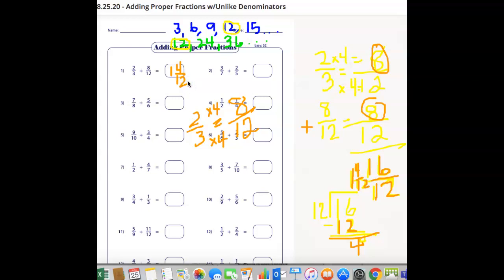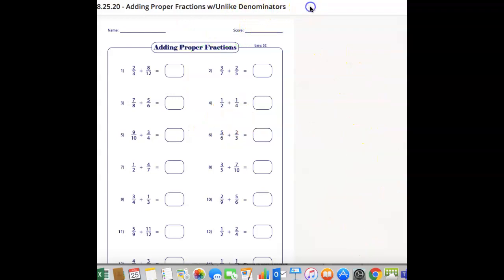All right. So let's do another one. Okay? So I'm going to erase that and do another one. So let me remember how to erase. There we go. All right. So now, this is being taped, so you can always look back at it, okay? So let's look at number 2. 3/7 plus 2/5.